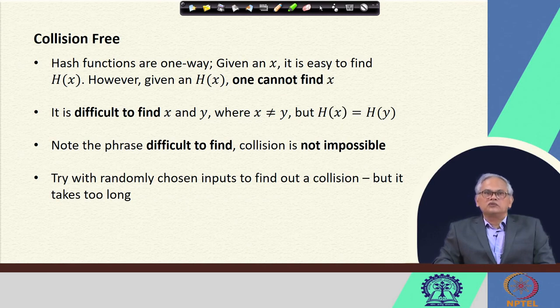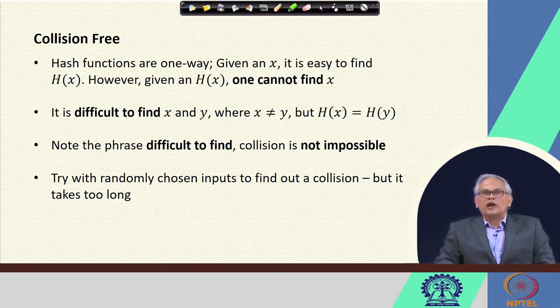Also, it is difficult to find two messages x and y, where x is not equal to y, but their hashes are the same. So, this is also an important property which tells us that there cannot be collisions, that for two different x and y the hashes are different. Then of course, the phrase difficult to find means that there could be certain collisions. So, it is not really impossible, but it is going to happen very, very rarely.